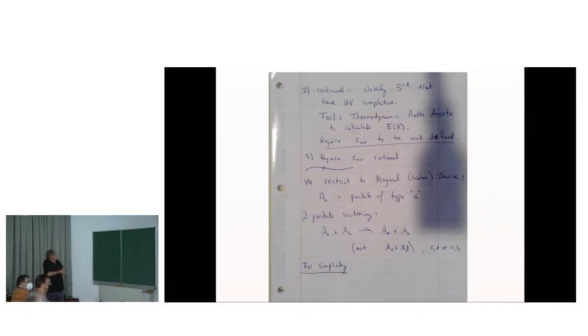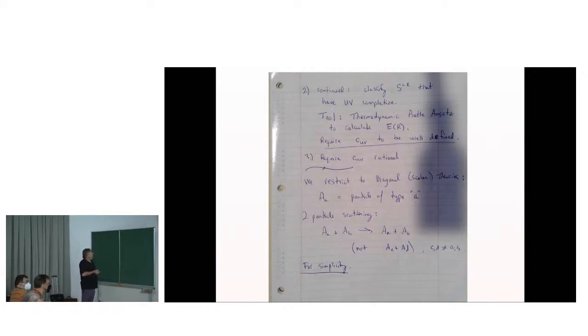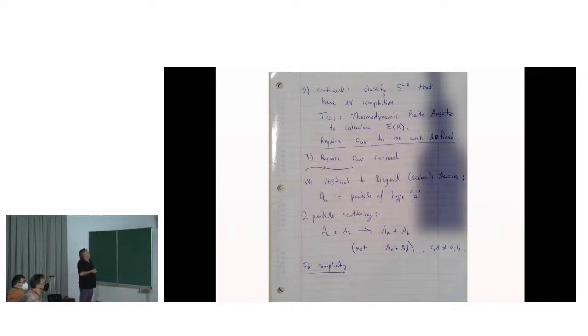Now, I continue the steps. Then we use the thermodynamic Bethe ansatz as the main tool. And we require that there is a well-defined central charge in the ultraviolet, so the scaling function is valid on all scales.